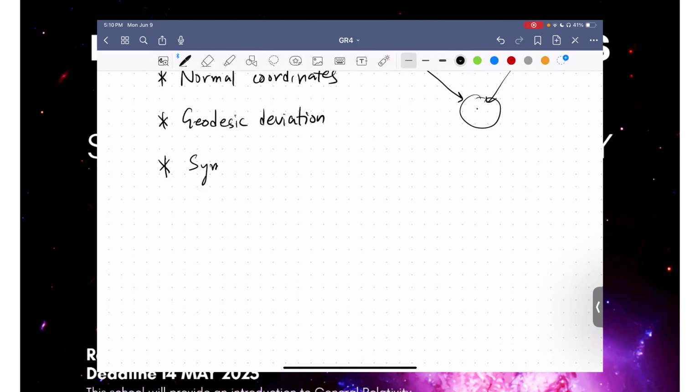And another thing is symmetry of spacetime. Maybe your spacetime has some rotational symmetry or translation symmetry, et cetera. And so here you would study things like Killing vectors and these Lie brackets that we talked about.